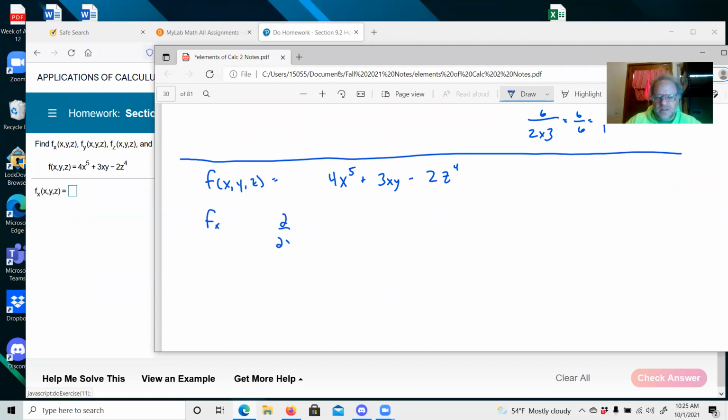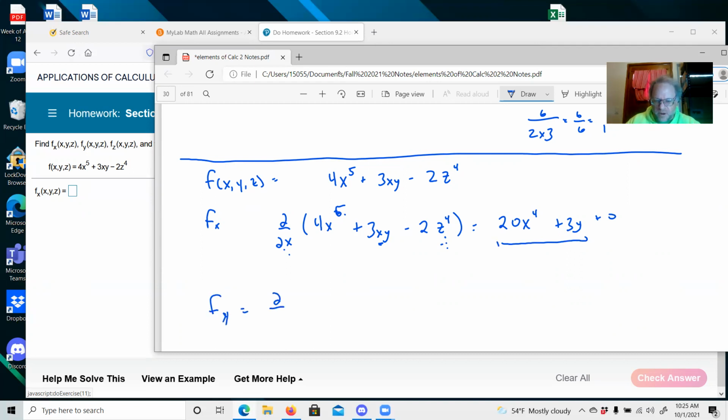All right, f_x, partial with respect to x. So we want the partial of 4x to the 5th plus 3xy minus 2z to the 4th. Stuff with x's in it gets the derivatives. So this is going to be 20x to the 4th, plus 3y. Now x doesn't really care what z is doing, so z is considered a constant, and the derivative of a constant is 0. So there's our answer.